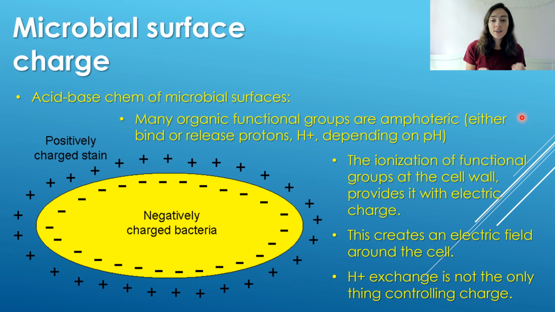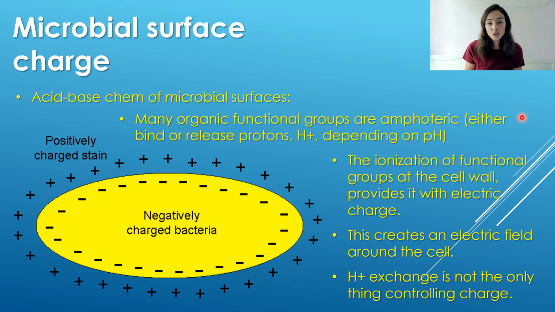So what is this charge and why does it happen? Well, many organic functional groups that are present at the cell's surface, inside the cell wall and meeting with the external environment, are amphoteric, and this means that they can either bind or release protons depending on the pH of the solution that they're in.